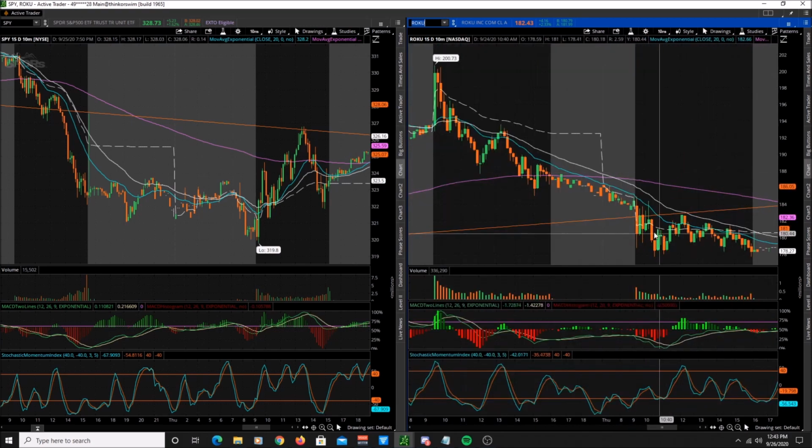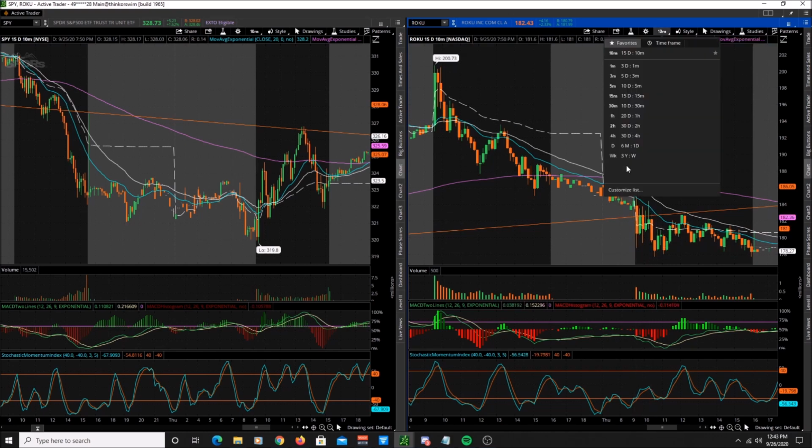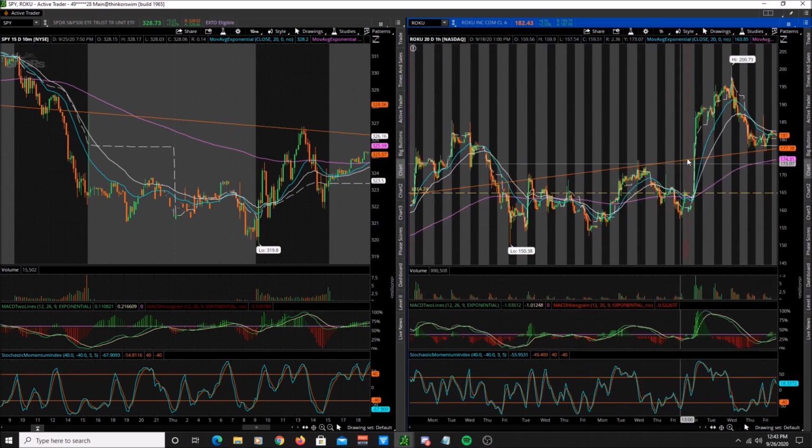Now I grabbed Roku puts at 10:24, which was right here. It had a big sell-off, and it just kept going down, and it consolidated, and it was having a symmetrical triangle, but I was still looking for a push lower. And the reason I was looking for lower is I was looking at the hourly. I was looking if it gets below like this area right here, the 178.